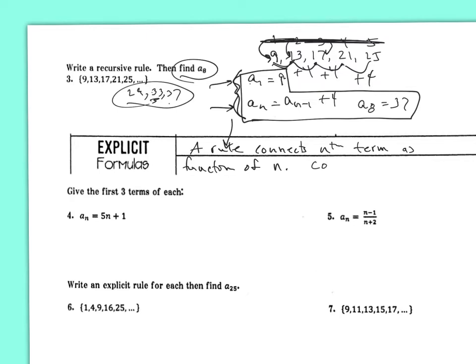If you remember those definitions from the front. I'm really struggling. Connect term number, so its place in line, to the answer. An explicit formula requires just one formula.